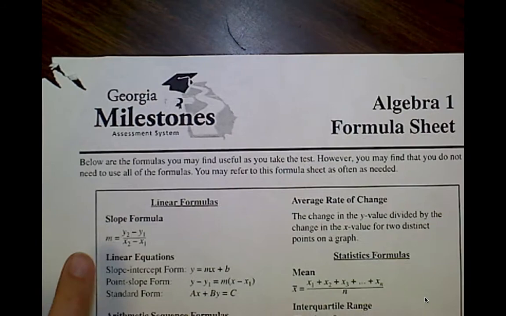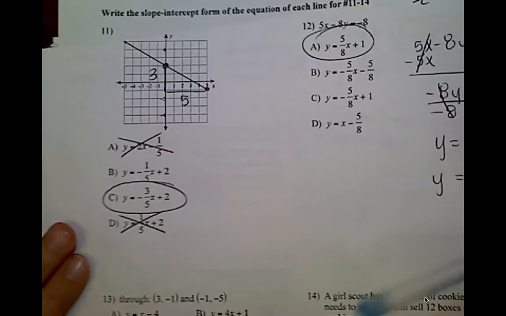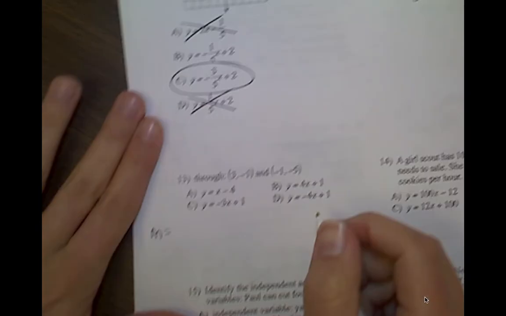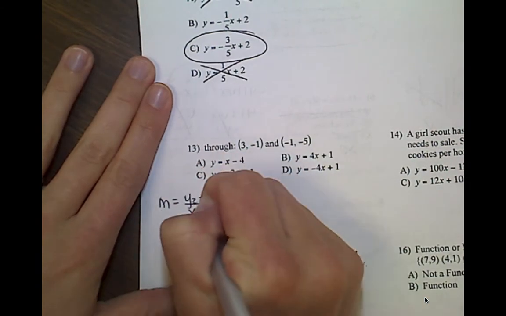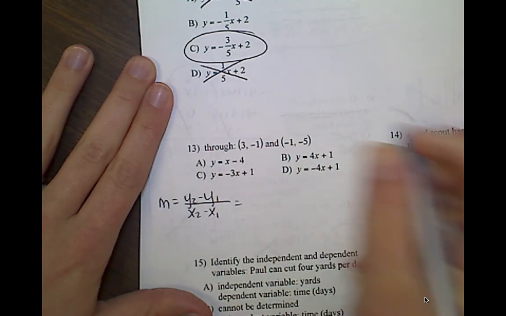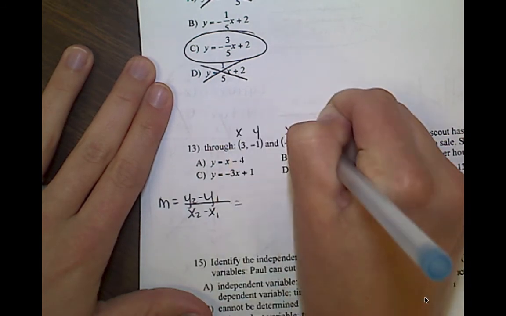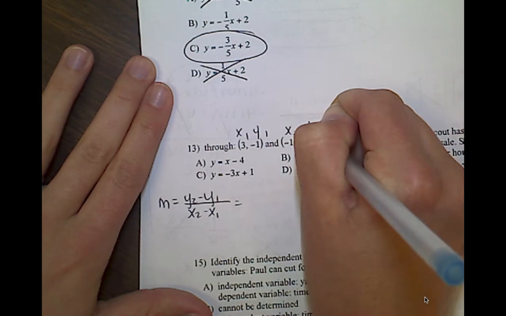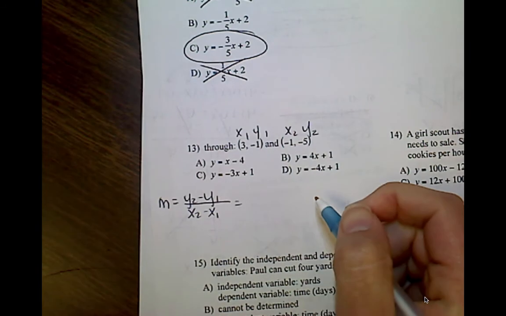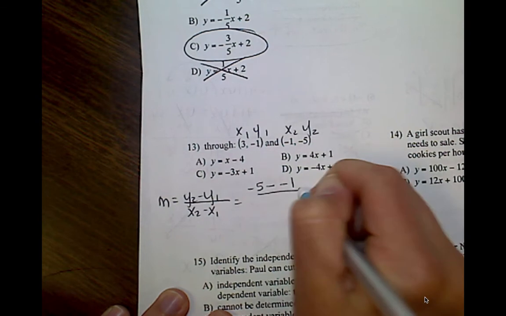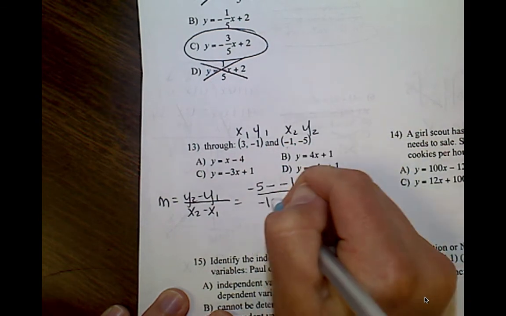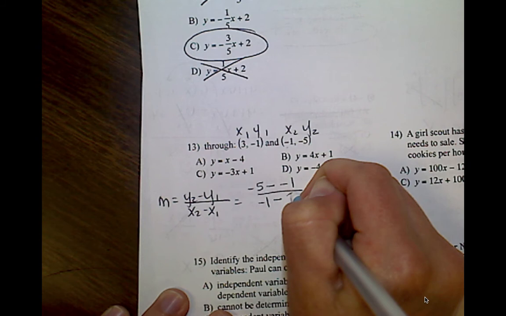Okay, next one down here, you're going to have to find the slope. And on your formula sheet, the very first formula is right here called slope formula. So m equals y sub 2 minus y sub 1 over x sub 2 minus x sub 1. So here's x, here's y, here's x, here's y, first ordered pair, second ordered pair. So y sub 2 is negative 5 minus y sub 1, which is negative 1, over x sub 2, which is negative 1, minus x sub 1, which is 3.